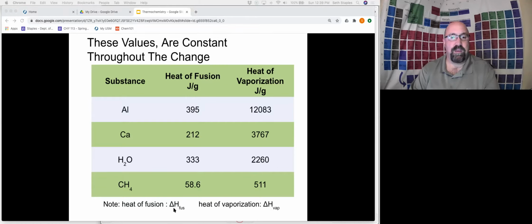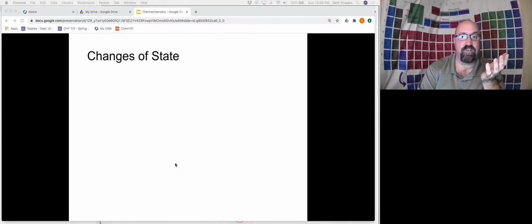And just take note here that we symbolize heat of fusion by delta H fus, and heat of vaporization with a delta H vap. And so you would see, for instance, delta H fus equals 333 for something like water. And so now we have all the tools that we need to actually perform this calculation.